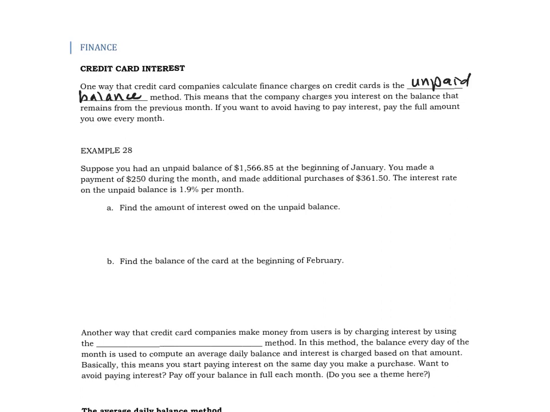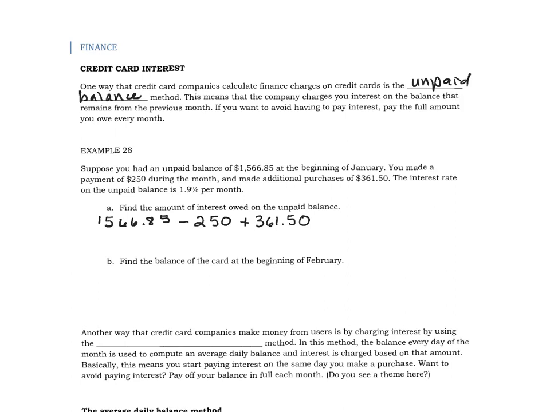Example 28. Suppose you had an unpaid balance of $1,566.85 at the beginning of January. You made a payment of $250 during the month. So with credit cards, that means that our balance will go down by that amount. But then you make additional purchases of $361.50. So again, since it's a credit card, that will make your balance go up. The interest on the unpaid balance is 1.9% per month.